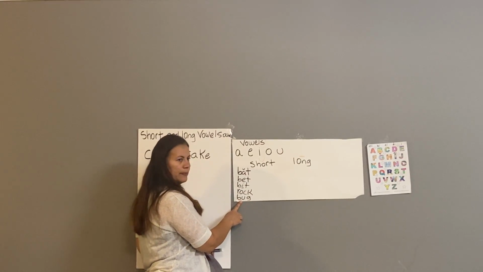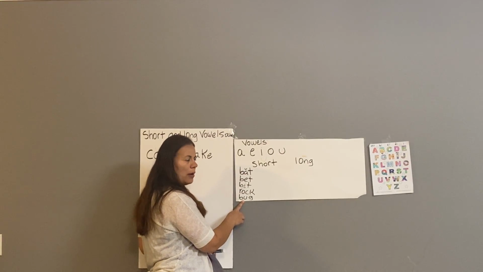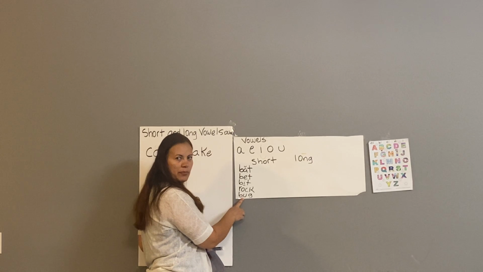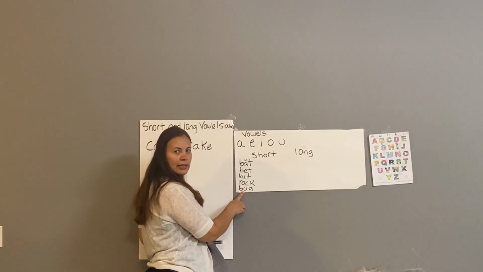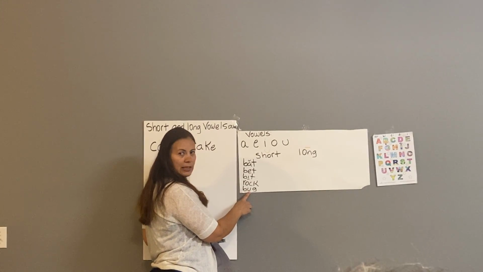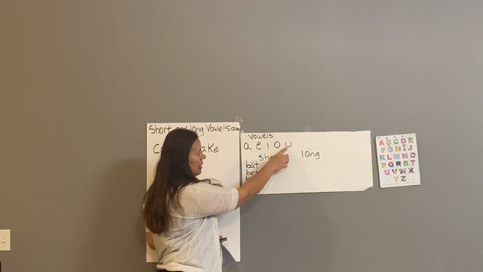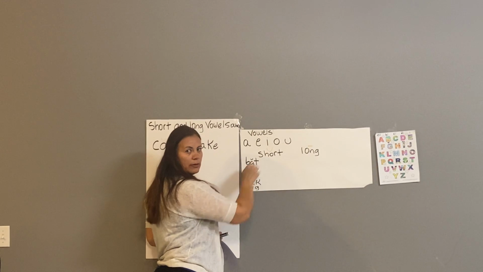The next one, bug. Why would you say bug instead of boog, Jonas? Because it's short sound. Because the U is what? Is only one vowel. And what is the sound for the U vowel, the short sound?